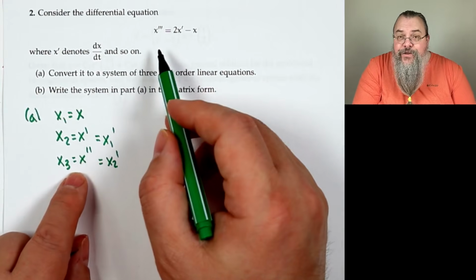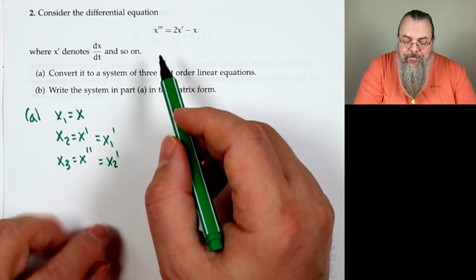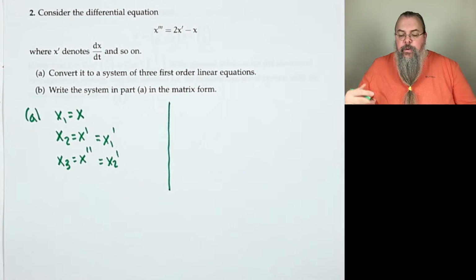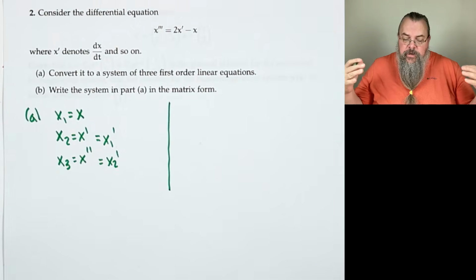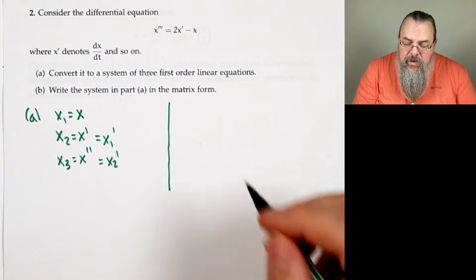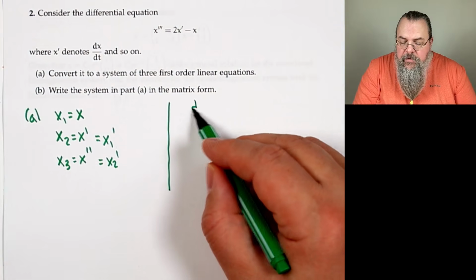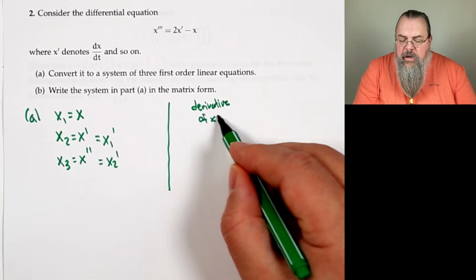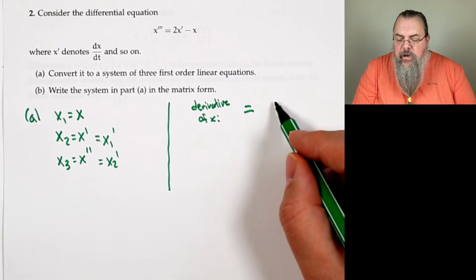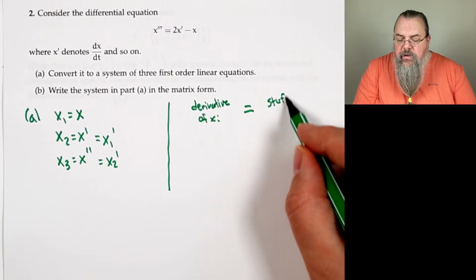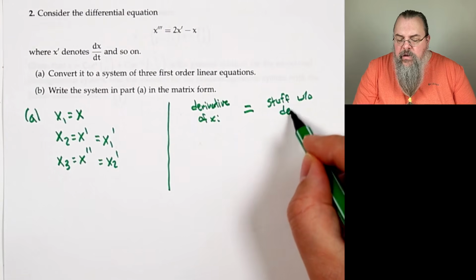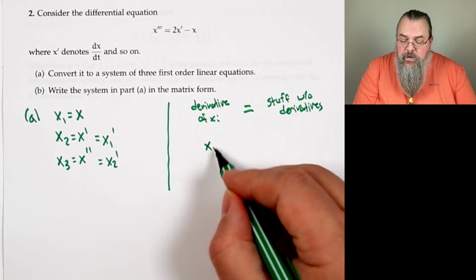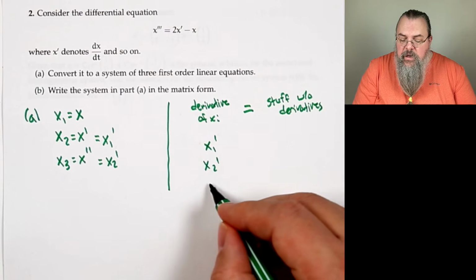So we climb up. We don't need to get to x triple prime. We're going to do that in a slightly different way. So we've introduced some variables. Now we want to write it as first-order linear equations. The idea is we're going to have the derivative of our xi equal to stuff without derivatives, and we're going to do that for each one of our 3 variables. So we have an x1 prime, an x2 prime, and an x3 prime.